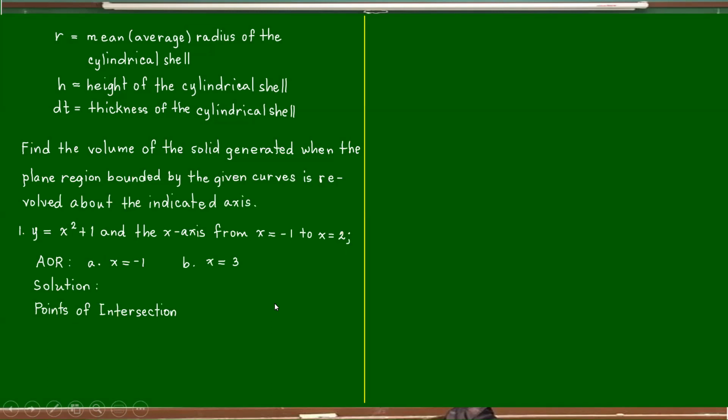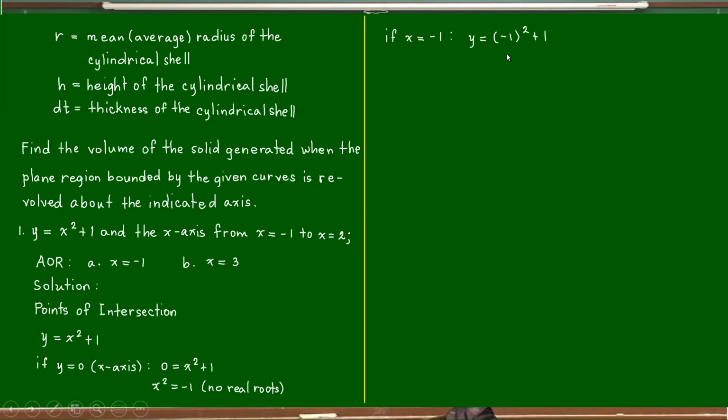So let's begin with the points of intersection. y equals x squared plus 1 with the x-axis, so that is with y equals 0. When y equals 0, x squared plus 1 equals 0, which gives imaginary roots, therefore no real solutions. If x equals -1, we have y equals (-1) squared plus 1, so that is equal to 2. We get (-1, 2) as a point of intersection of this parabola and the vertical line x equals -1.